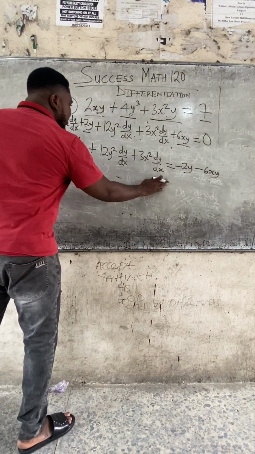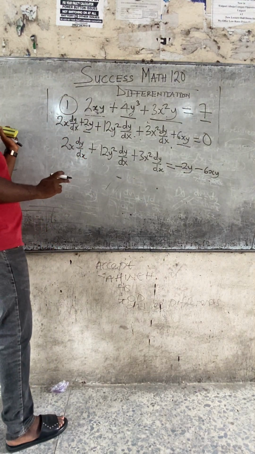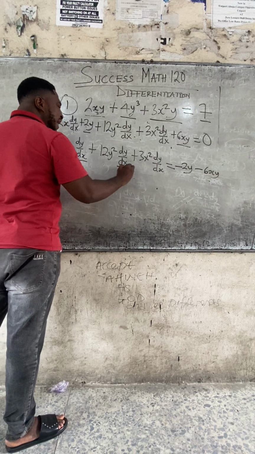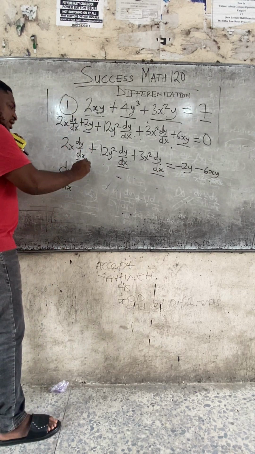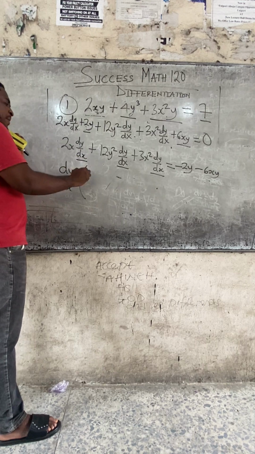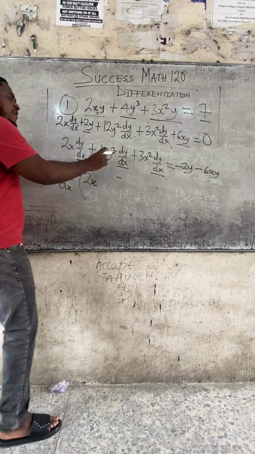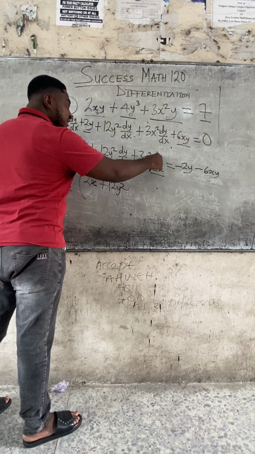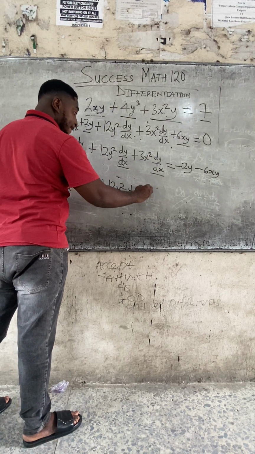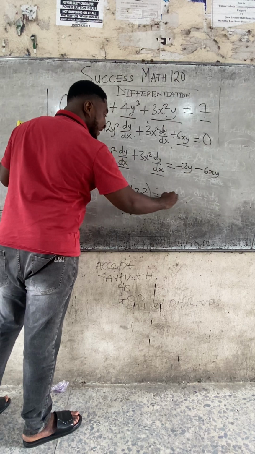We're now going to say, class, notice that everybody on the left-hand side has the dy/dx, right? Class, we're going to factorize out the dy/dx from each of them. So we're going to say dy/dx and open a bracket. Class, if you bring out the dy/dx from 2x, what will be remaining? 2x. If you bring out the dy/dx from 12y squared, what will be remaining? Bring out the dy/dx from 3x squared, what will be remaining? Equals to what's on the right-hand side?